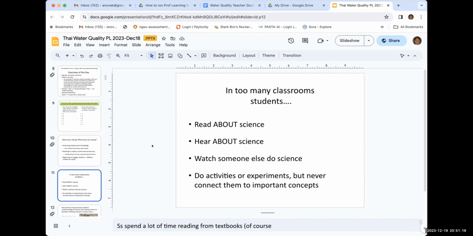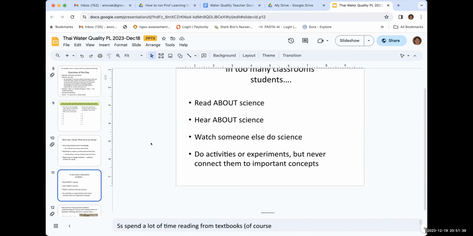Because as some of you shared already in your countries, students are reading about science and hearing about it, or they may be watching their teachers do demonstrations. But oftentimes, in terms of those important science ideas, they're not necessarily connecting all of those.